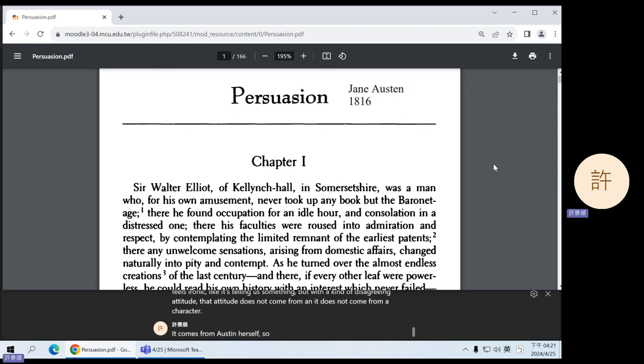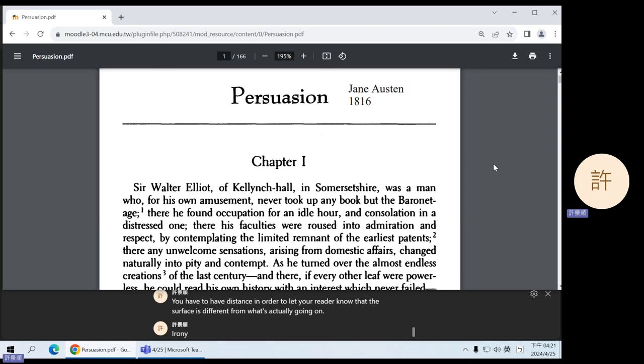So by shifting perspectives, Austen also creates a space between the author and her characters. And that space is called ironic distance, 讽刺距离. You have to have distance in order to let your reader know that the surface is different from what's actually going on.